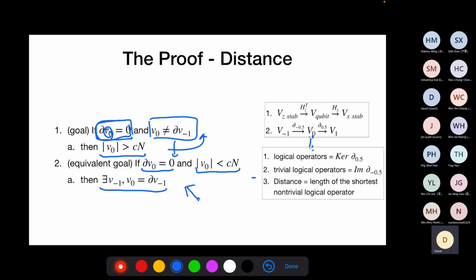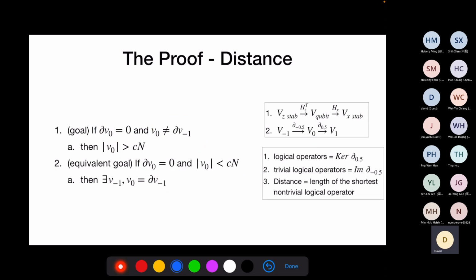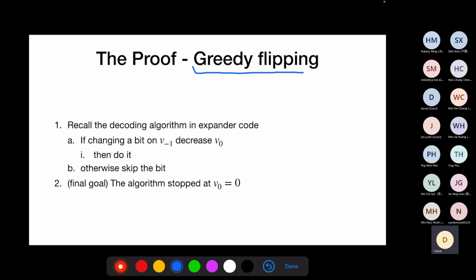So that's the equivalent goal, and this is what we'll show. What we'll show is that if V0 satisfies these conditions, then we'll try to find a V-1. Okay, so the next question is how do we find it? The way we'll find it is we'll apply an algorithm that was known in the classical world. In classical coding theory, you have these expander codes, and there's a decoding algorithm which works as follows.